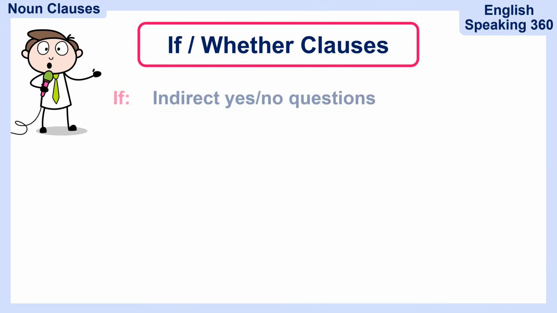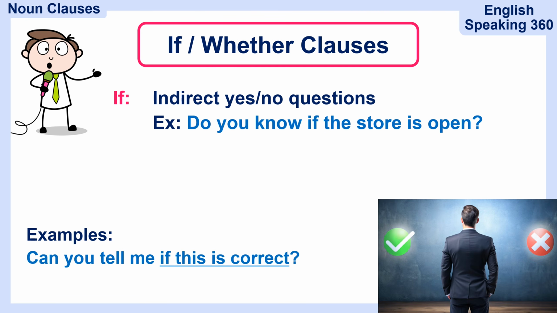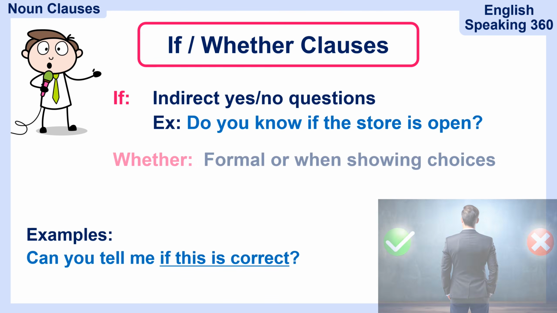If-whether clauses. If is used for indirect yes-no questions. For example, do you know if the store is open? Instead of saying, is the store open? Do you know if the store is open? It makes your question much fancier, but it's an indirect question. Here are more examples. Can you tell me if this is correct? If this is correct, not if is this correct.